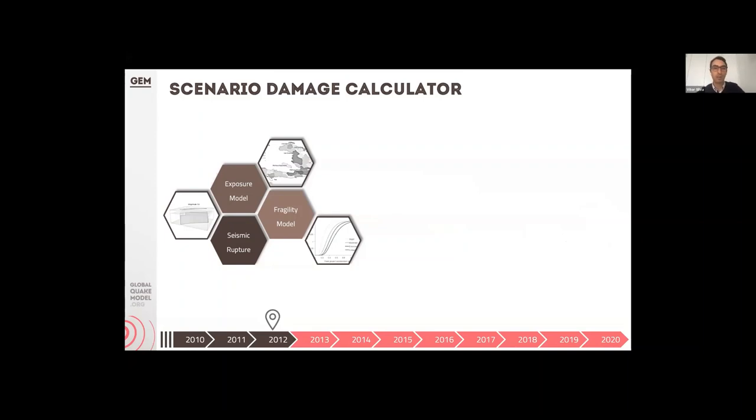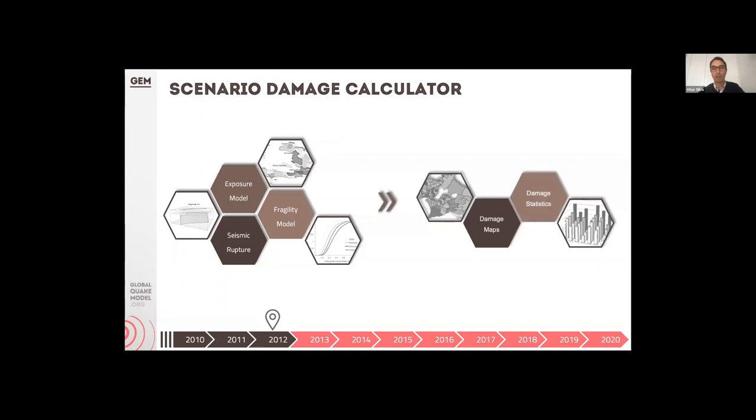So not just taking into account losses, but also taking into account damage. Once again, it is necessary to have a seismic rupture. It is necessary to have an exposure model. But now we use what we call fragility functions, which establish the relation between a probability of exceeding a set of damage states, conditional, once again, on ground shaking.